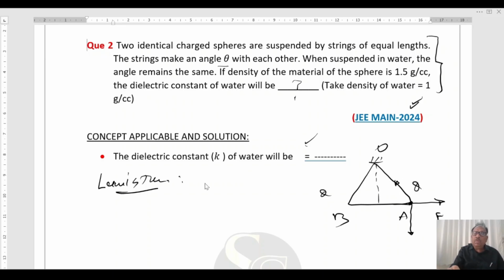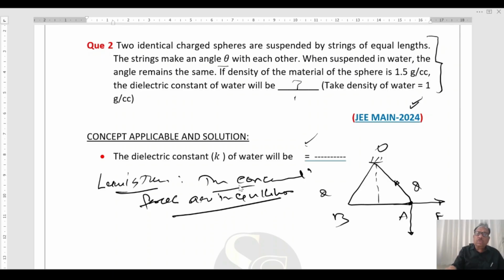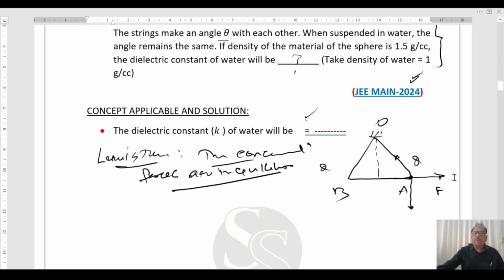Lami's theorem is applicable when three concurrent forces, concurrent means acting at a point, are in equilibrium. Three concurrent forces are in equilibrium, right? Then Lami's theorem is applicable. In this case, this is weight W, this is tension T. This complete angle is theta, so this will be theta by 2. This length is L, this length is L. And this point is M.